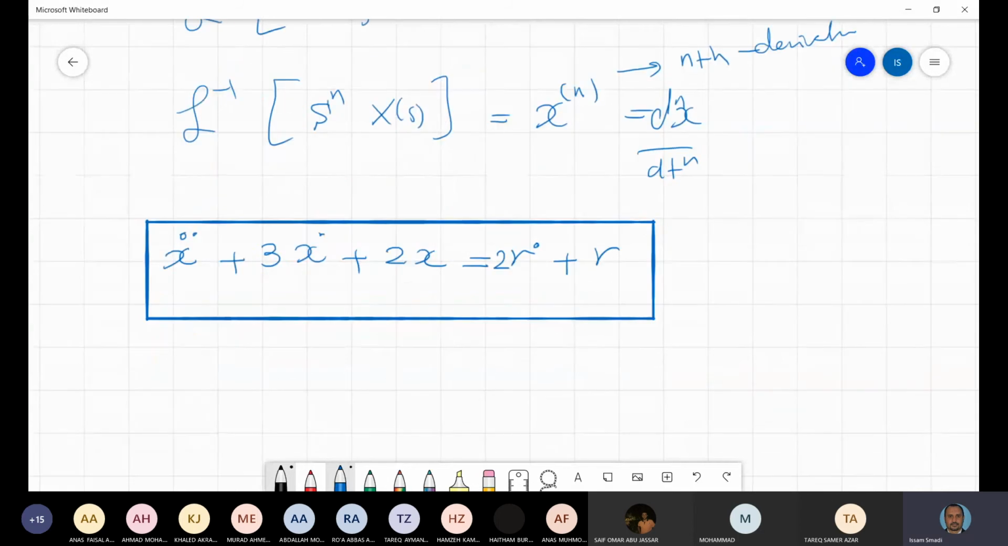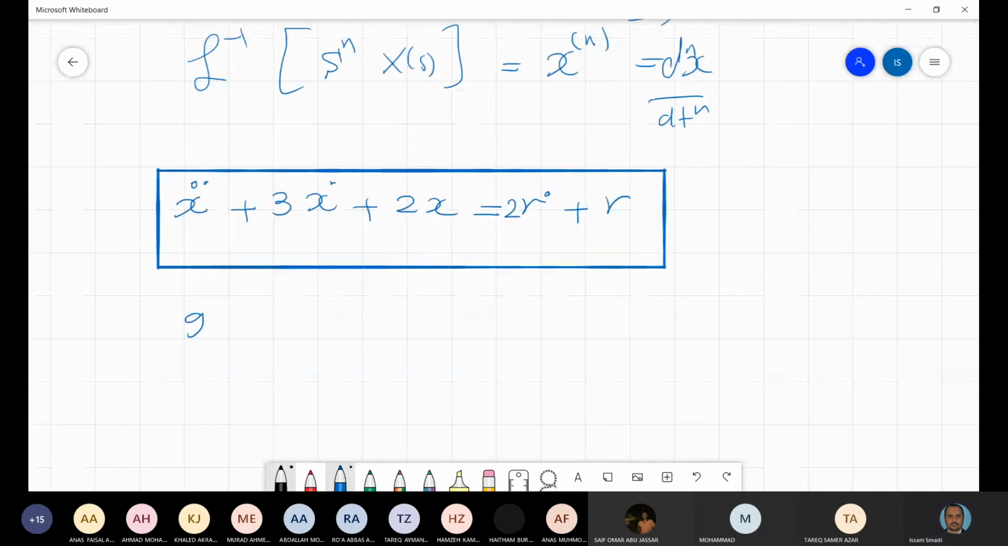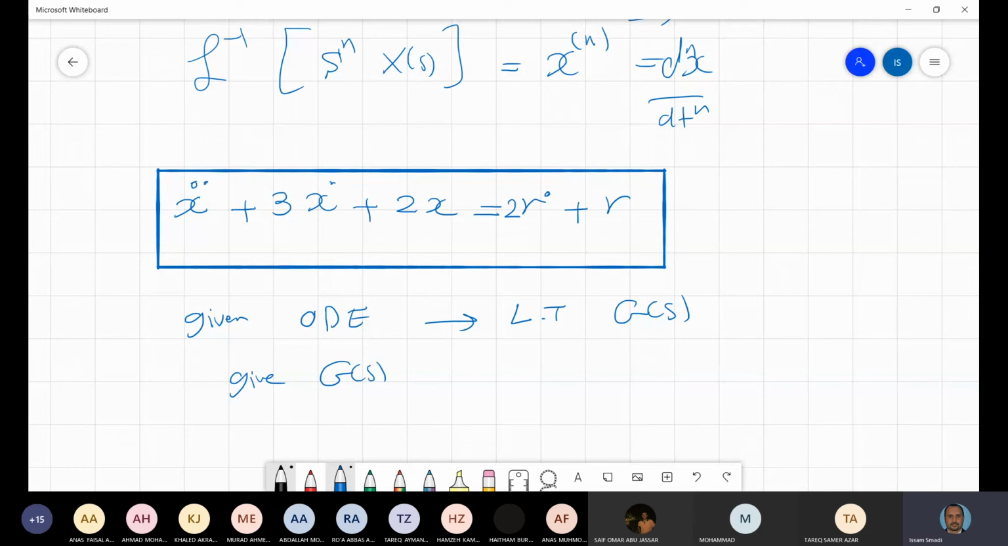So until here, what I need you to understand: given an ordinary differential equation, I must find the Laplace transform for that, correct? I need to find G(s), the transfer function. And given the transfer function, I need to find the ordinary differential equation. Yes? It's very simple until here. Good.